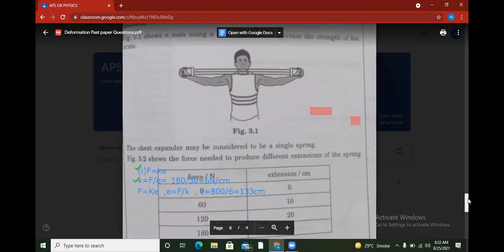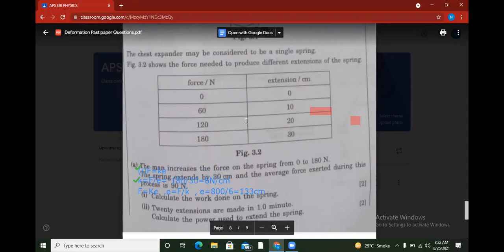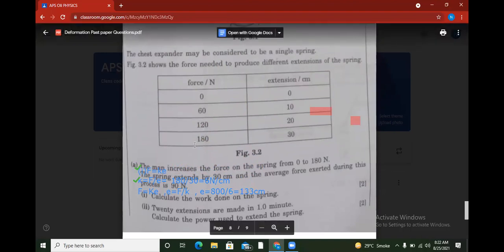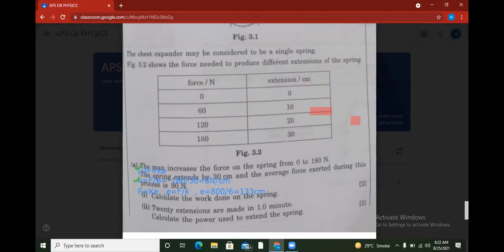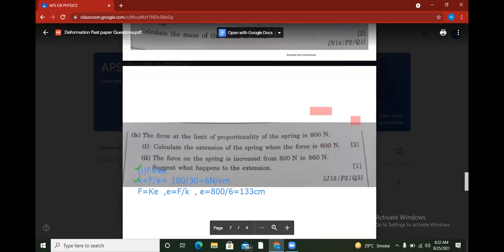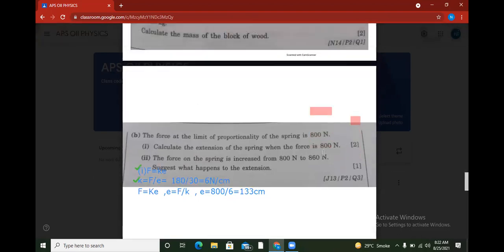What do you think? Go to the table. You can see that from 0 to 60, we have a difference of 10. Again, from 60 to 120, we have a difference of 10. And again, from 120 to 180, we have a difference of 10. So what do you think from 800 to 860? How much difference will we get?